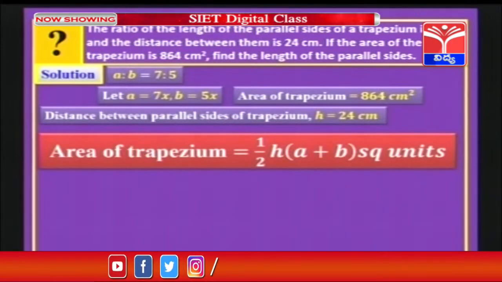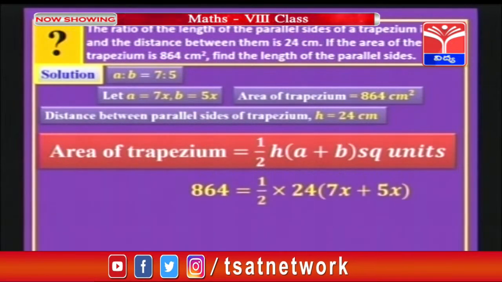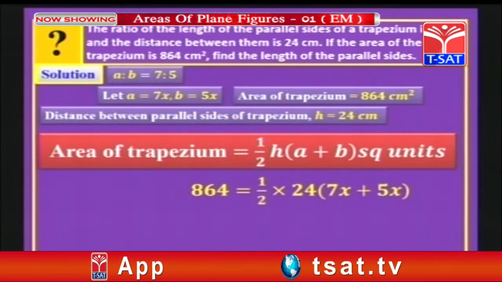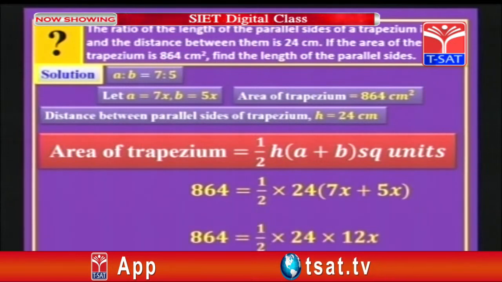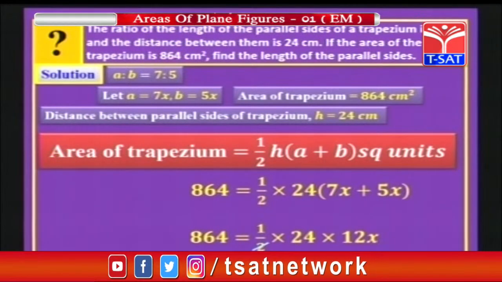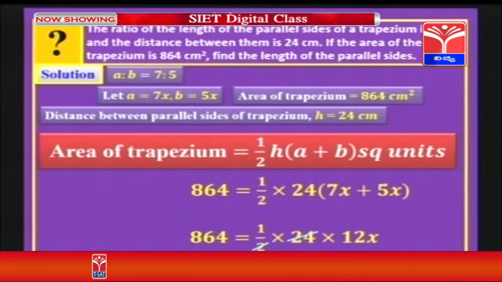Half h into a plus b square units. Now let us substitute all these values. So 864 equals half into h, which is 24, into 7x plus 5x. So here 864 equals half into 24 into 12x, since 7x plus 5x is 12x. So 2 goes into 1 one time, and in 24 it goes 12 times.